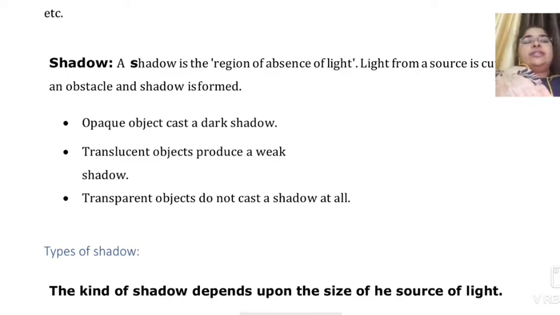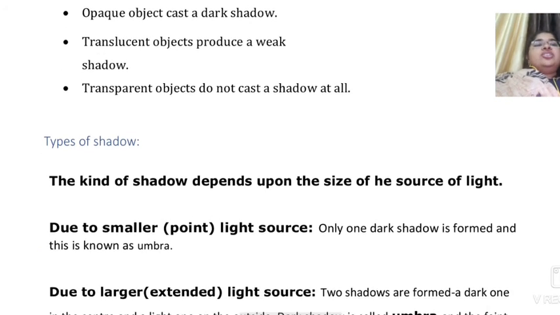So remember, student, an opaque object casts a dark shadow because it does not allow light to pass through. A translucent object produces a weak shadow because it allows light to pass through only partially. And a transparent object does not cast a shadow at all because it allows light to pass through completely. So student, remember here are three points about the three objects and their shadows.